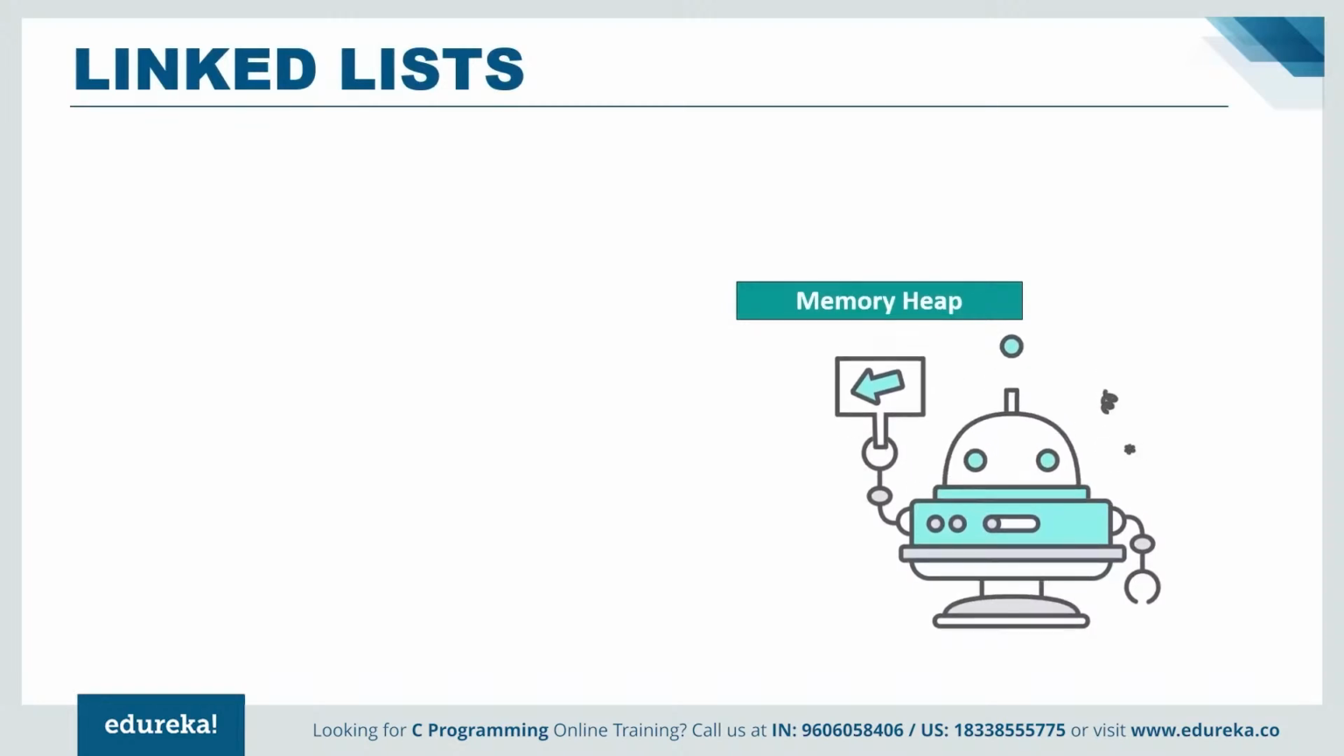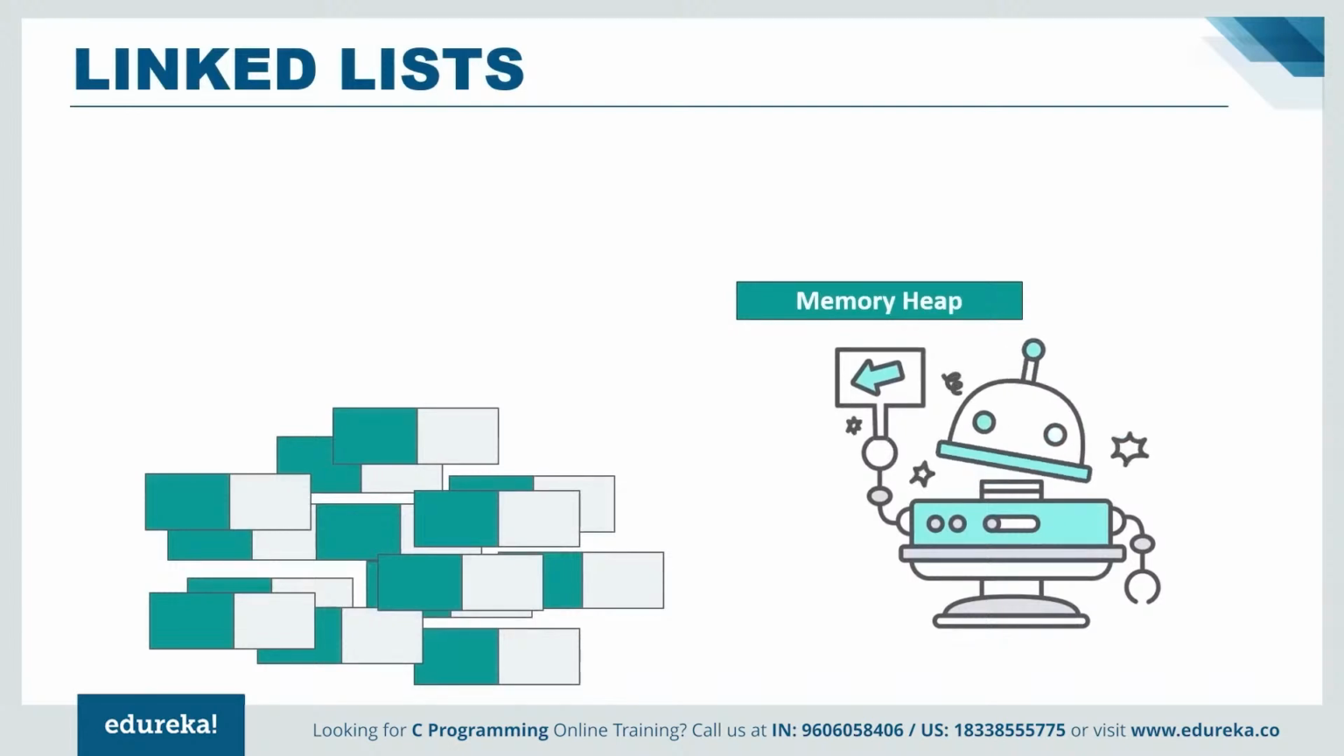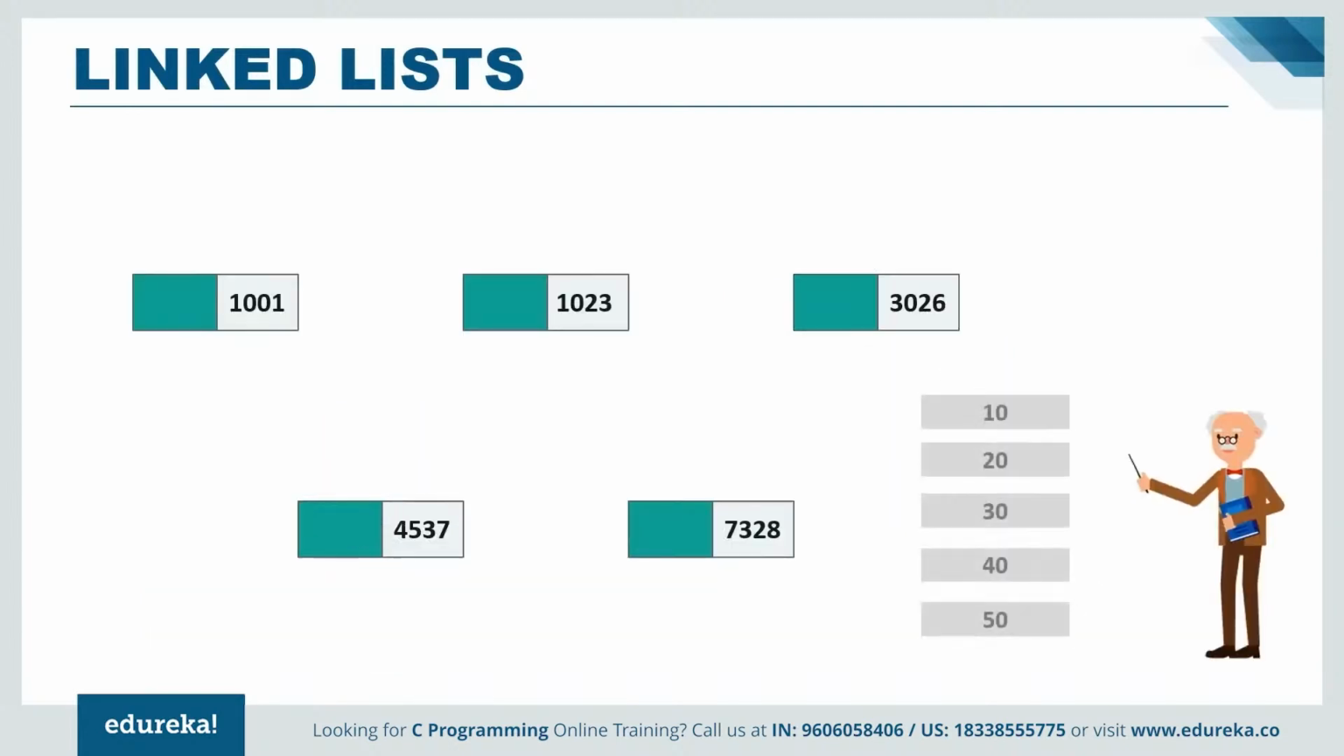But in the case of linked lists, if you define a linked list of 5 elements, then the memory is not reserved. What happens is, you will have a memory heap, out of which 5 blocks will be randomly selected. Each one of the blocks will have its own address. For example, you can see the first block has the address 1011, followed by that the next block of memory has 1023, and similarly the last has 7328. So this is how the 5 random integer-type memory blocks are selected.